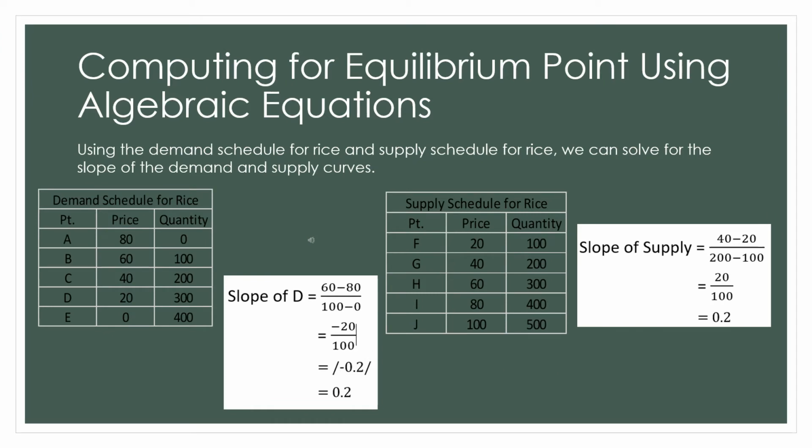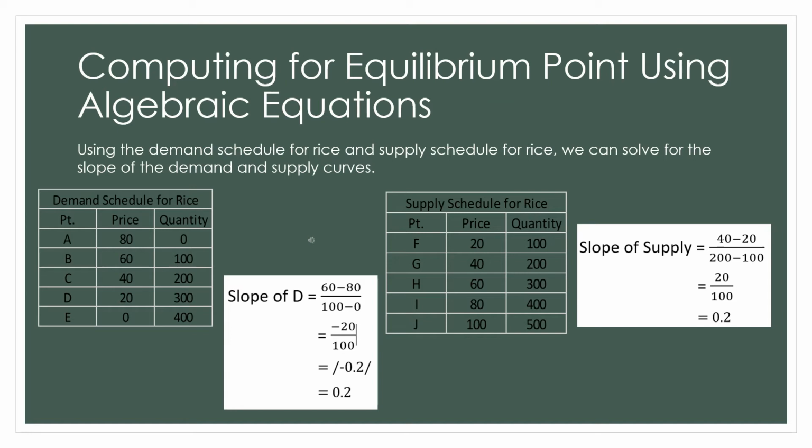Okay, so the first step that we will do to compute for the equilibrium point is to solve for the demand slope and the supply slope. Okay, so for the slope of supply and the slope of demand, we have the formula. For slope of demand, we need to compute for the change in price divided by the change in quantity. So, the formula is P sub 2 minus P sub 1 divided by the Q sub 2 minus Q sub 1.